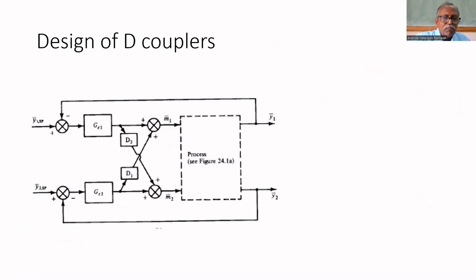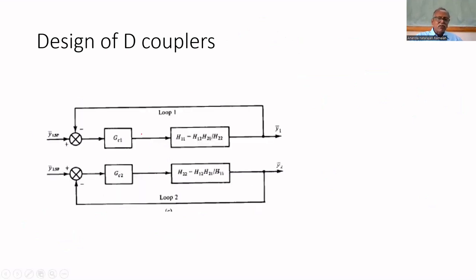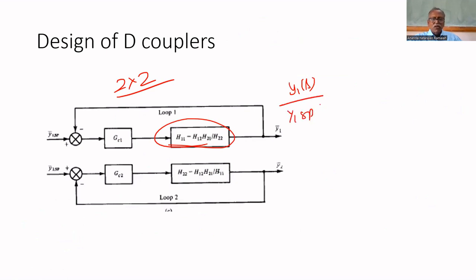Here both decouplers are employed. The summing junction should be after this takeaway. Here also this summing junction must be after this takeaway. These two decouplers. If you find the transfer function by including decoupler, you will get the transfer function like this. For the 2x2 MIMO process, by including the decoupler, you will get like this. For this, if you find the transfer function for this first loop, what you will get? Y1 of S by Y1 set point of S, the closed loop transfer function.